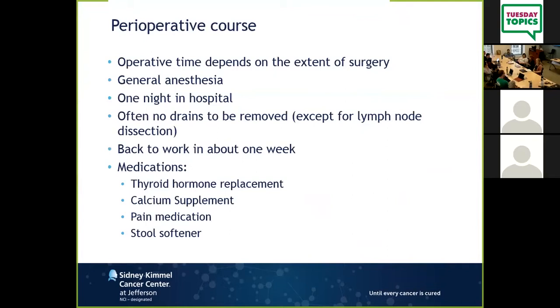Pain medication is usually very minimal. I would say about 99% of my patients take Tylenol and put ice on their incision and take no narcotics whatsoever. And I've actually been pretty excited about studying that as part of my research.